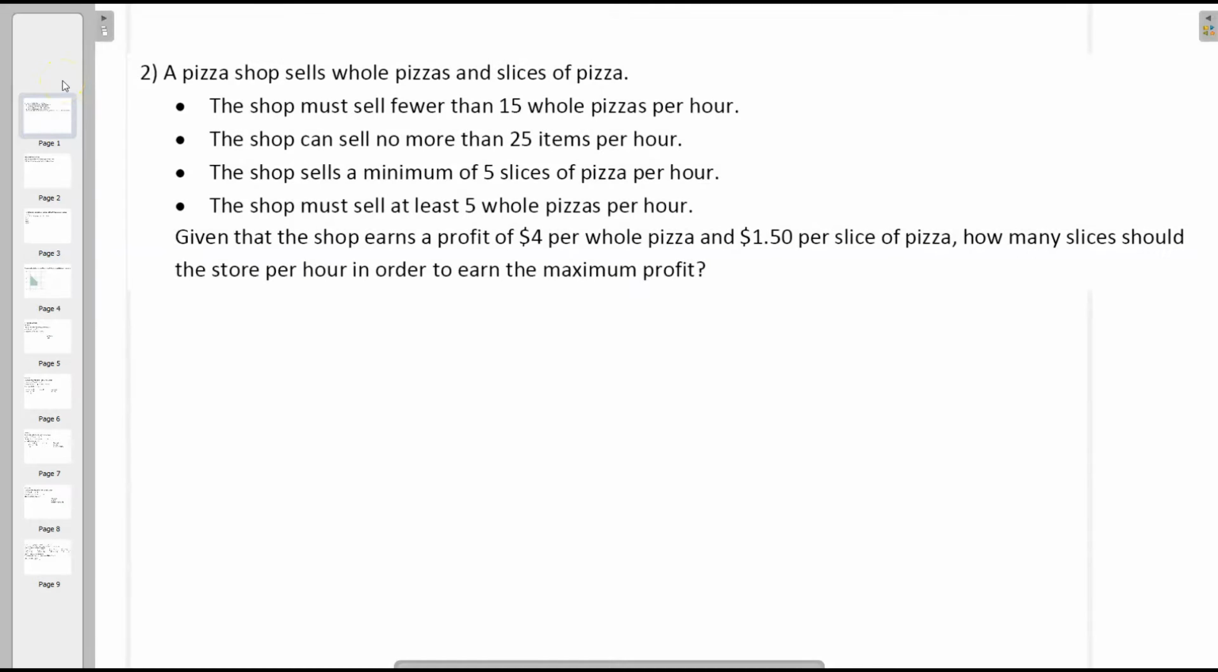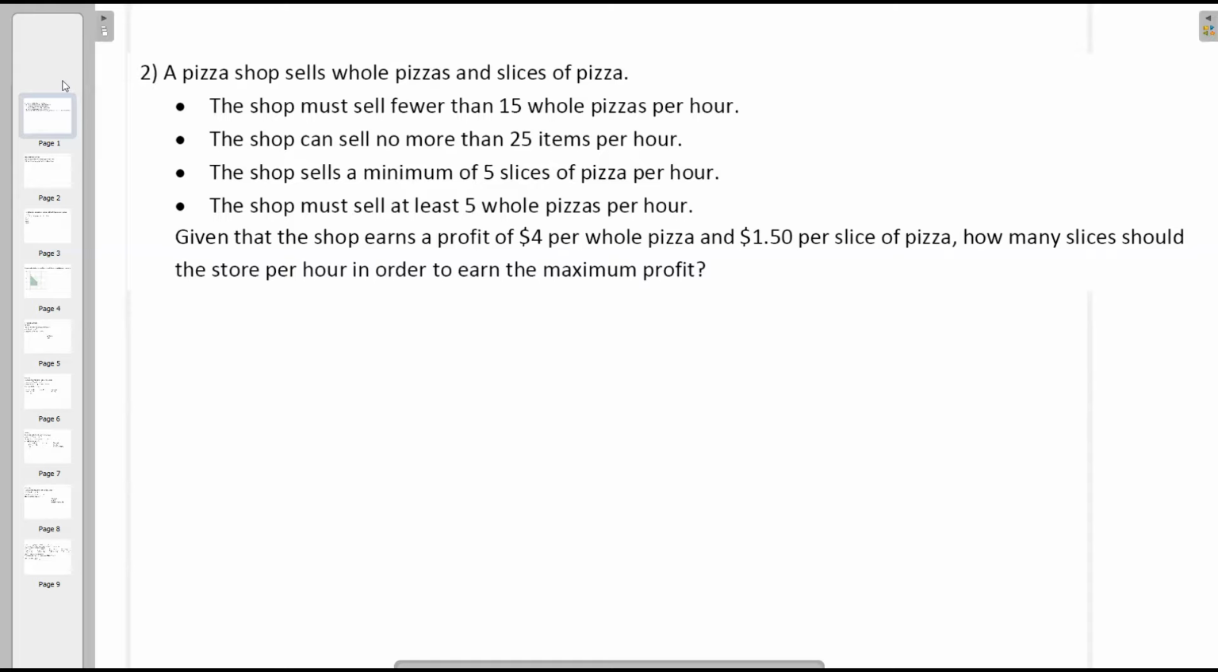Let's take a look at this problem. A pizza shop sells whole pizzas and slices of pizza. The shop must sell fewer than 15 whole pizzas per hour. The shop can sell no more than 25 items per hour. The shop sells a minimum of 5 slices per hour. The shop must sell at least 5 whole pizzas per hour.